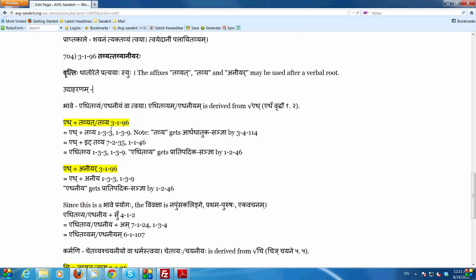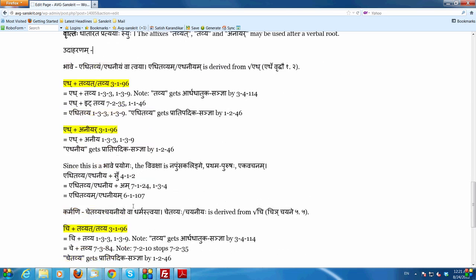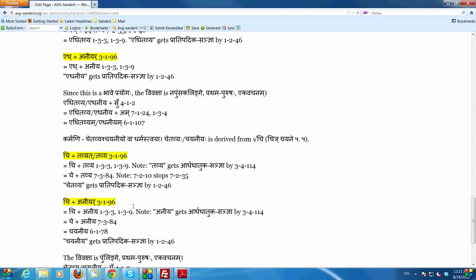Now if we take a sakarmaka prayogaha, an action which involves an object, we can say it's called karmani prayogah. Chetavyaschayaniyo va dharmastvaya. Dharma is to be accrued by you. You should accrue dharma, you should earn dharma. This could be a command depending on the context. Dharma should be accrued by you. Or this maybe could be at the right time: this is the right time for dharma to be accrued by you, or you are capable of accruing dharma. So all those various meanings which we just saw.